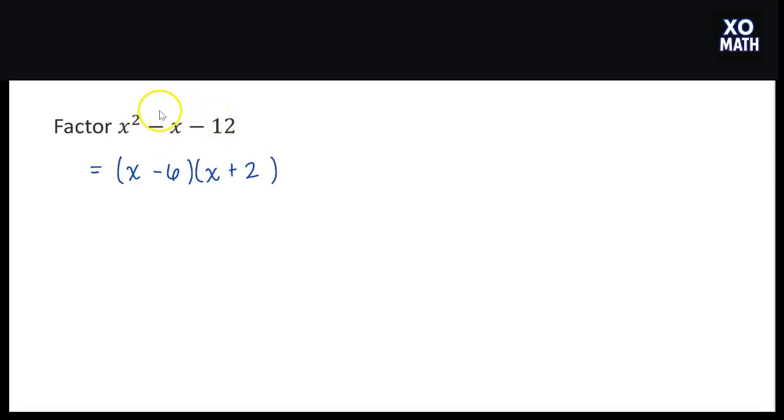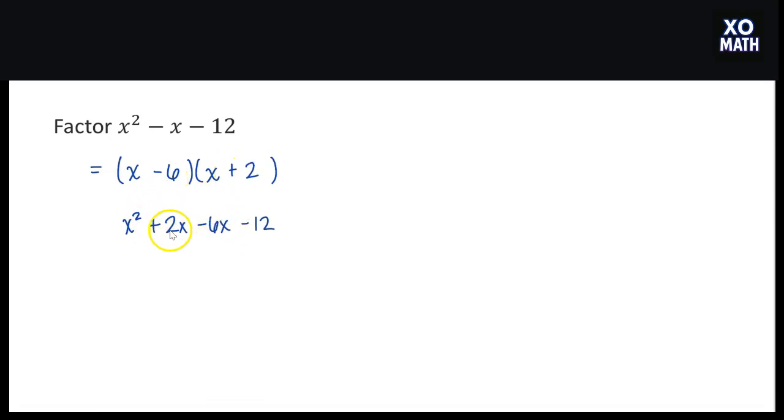But we have to make sure that the middle part of this is satisfied. So the check part is performing the multiplication. So we know x times x is x squared. That's the first part's multiplied. We have to check what happens when we multiply the outer and the inner parts. So x times 2 is 2x. Negative 6 times x is negative 6x. And of course, negative 6 times 2 is negative 12. But we already knew that because that's why we picked negative 6 and 2.